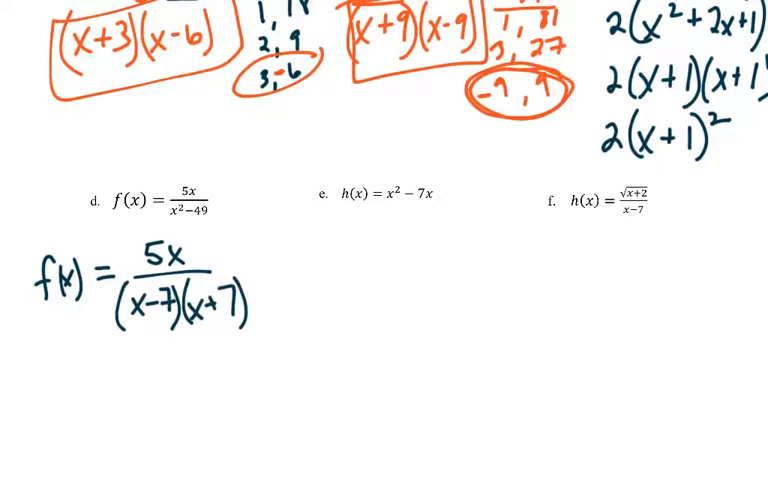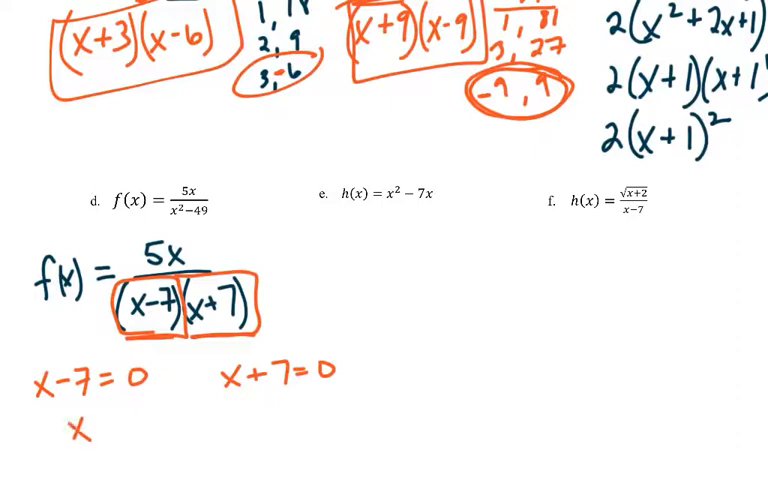Nothing cancels, and so therefore in this case we can take each of the factors of the denominator and set them equal to 0. X minus 7 equals 0, x plus 7 equals 0, because we're looking for when my denominator is equal to 0, and 0 times anything equals 0. So if this term equals 0, then the denominator is 0, and also if this term is set equal to 0, then our denominator is equal to 0. So I'm going to solve each of these, and I get that x cannot equal 7, and x cannot equal negative 7.